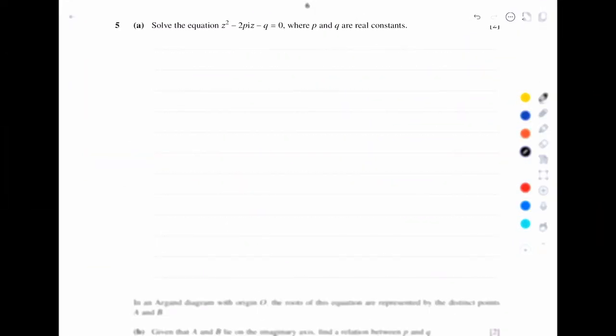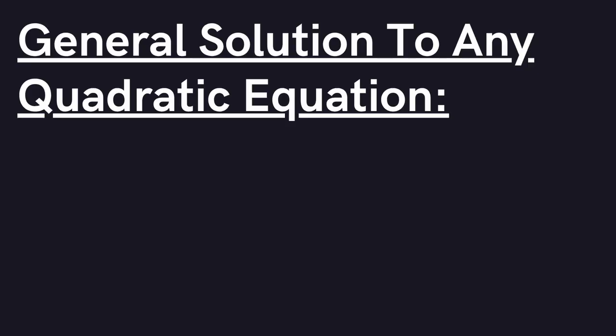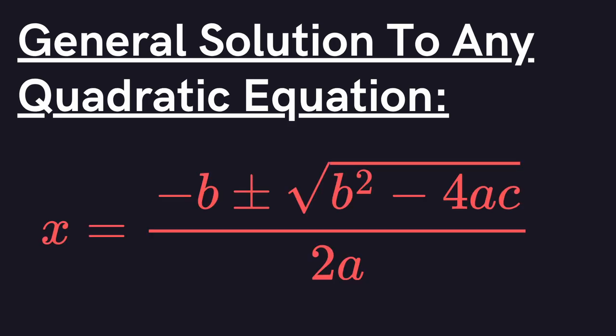For part A, we're told to solve the equation and that P and Q are real constants. Now the confusion here is that we're obviously not given any values for P or Q. So you'd be forgiven for thinking, how am I supposed to solve this? The question you need to ask yourself is this: what is the general solution to any quadratic equation? And as you know, the answer to that question is the quadratic formula.